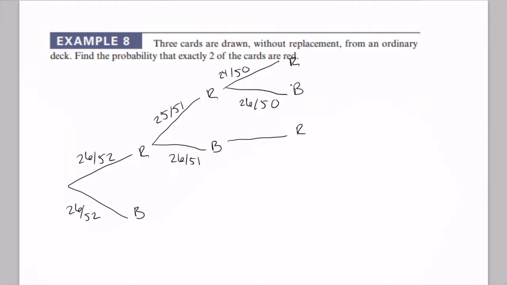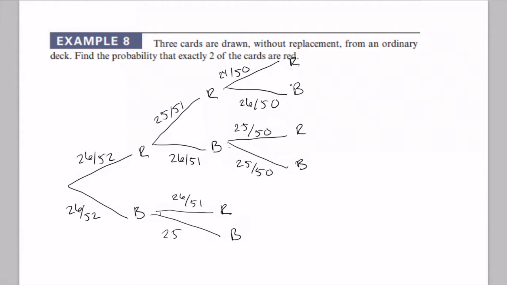We have red. So we got a red, so that's 25 out of 50. And black will also be 25 out of 50 in this occasion. Then we have red, black. So this is 26 out of 51, and this is 25 out of 51.